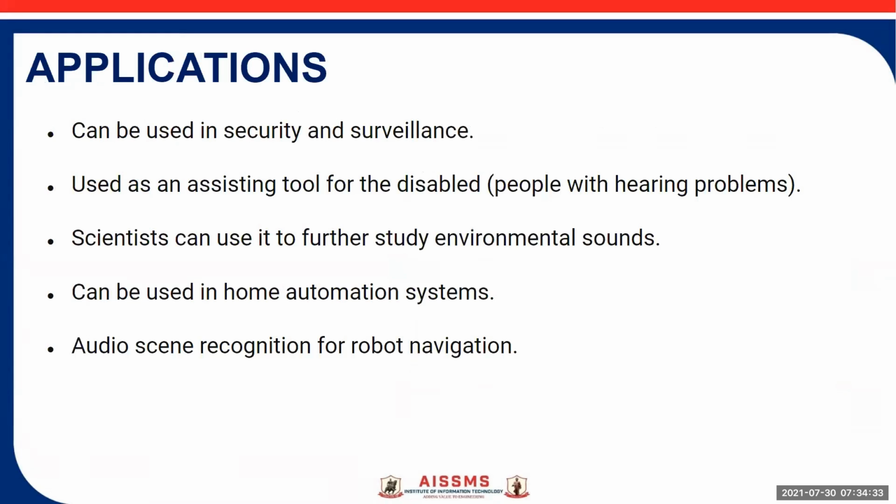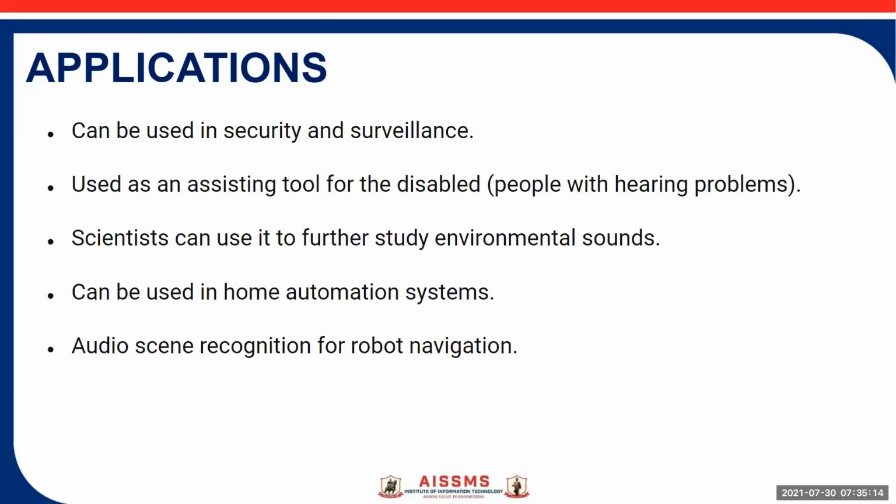What applications can we use it in? As I said, we can use it in security and surveillance. So we can also identify sounds from cameras, and we can act upon this. We can use it as an assisting tool for disabled people with hearing problems. So we can use this system in an application or something, and disabled people can use it for their needs. Scientists can use it to further study environmental sounds. It can also be used in home automation systems for home security, for alarms, and also in audio recognition for robot navigation. So not only can robots now use the power of vision, but also the power of analyzing sounds.